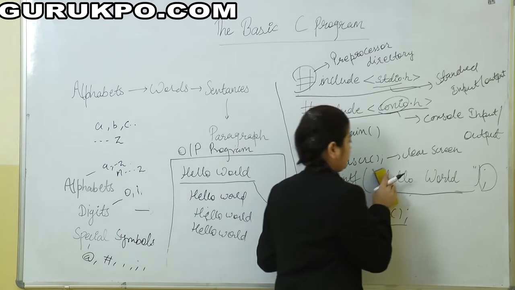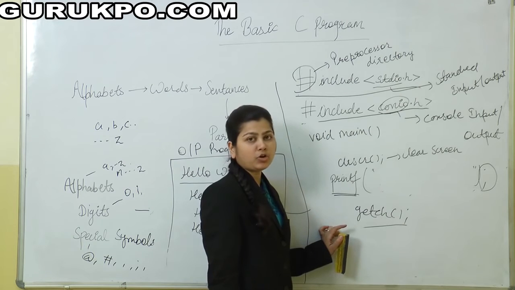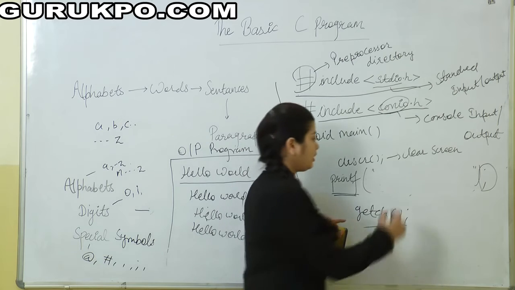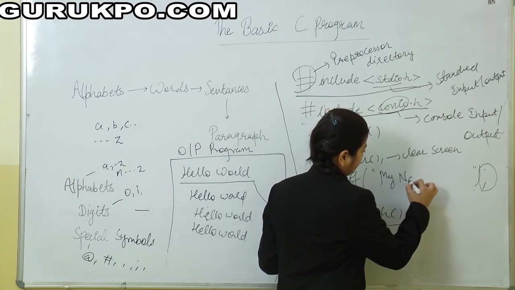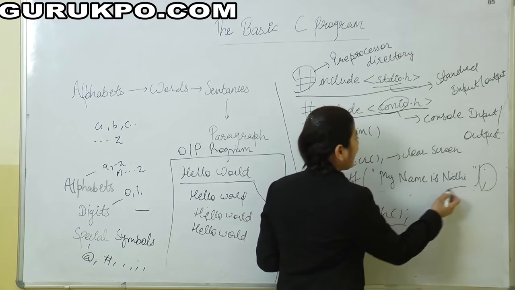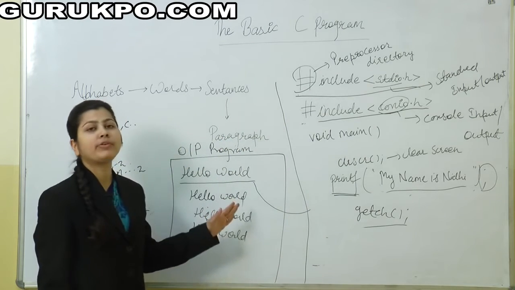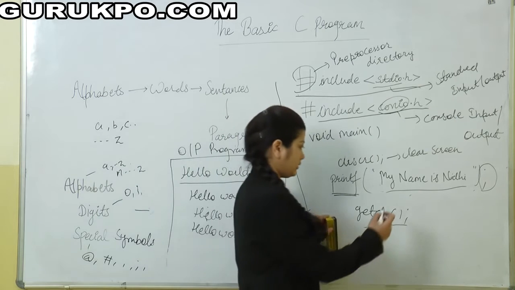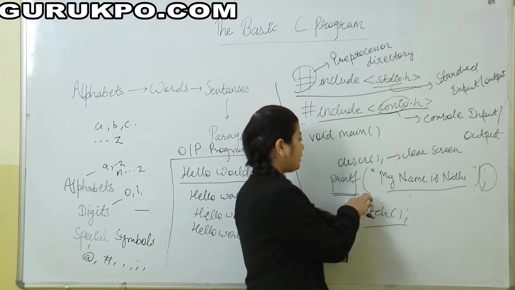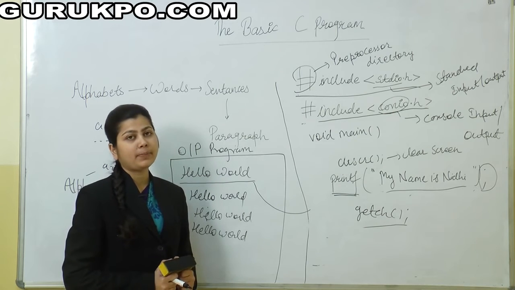Similarly, if we want another output, for example, I want to print my name in the program, so I write: my name is Nidhi. Any statement we write in the printf function is displayed in the output window as it is, and the statements are separated by semicolons. And the printf statement is used to show the output of our program.